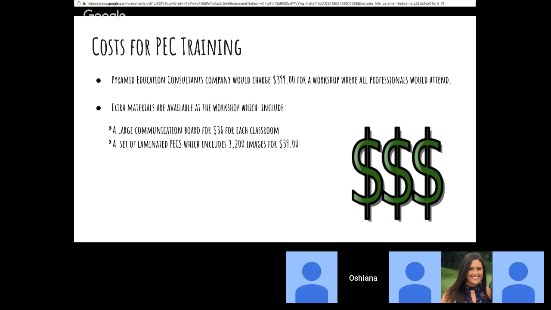The cost for a PEC training, there's a company called Pyramid Education Consultants, and they would charge $399 for a workshop where all the professionals in the preschool would attend. Extra materials are also available at the workshop, which would include a large communication board for $36 each, and a set of laminated PECs, which includes 3,200 images, and that would be for $59.